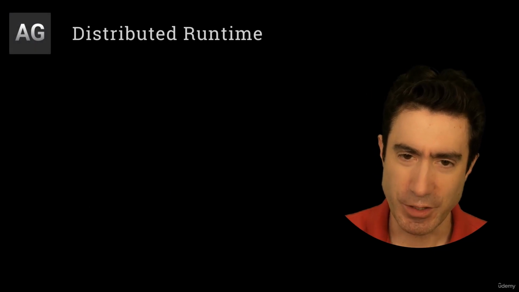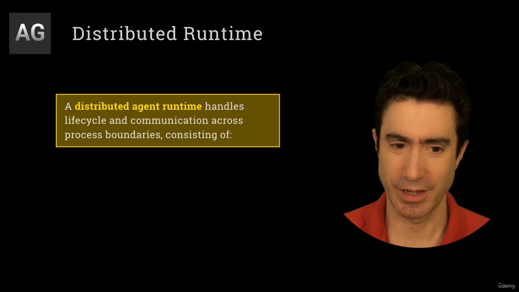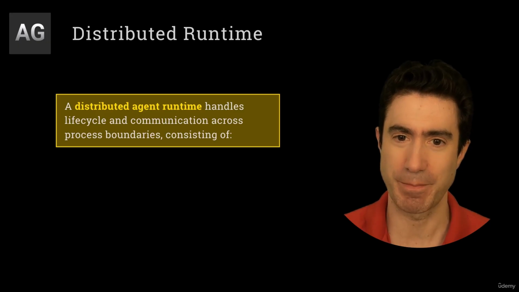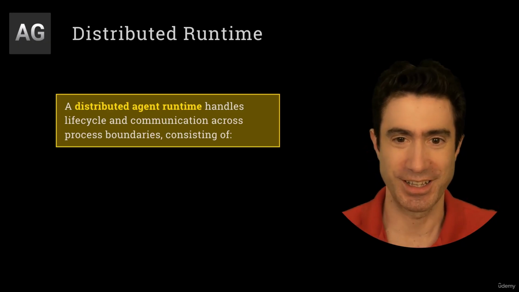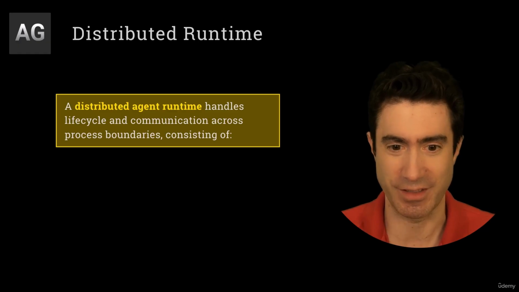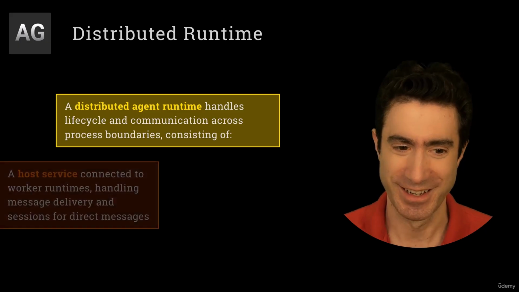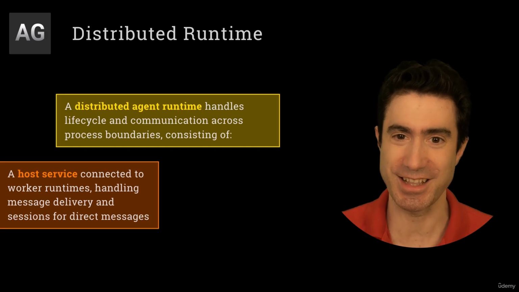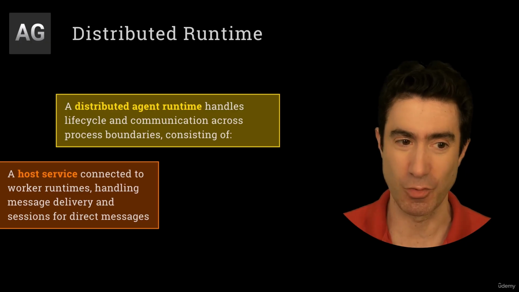The distributed runtime that we're going to look at right now is described as something which handles the messaging across process boundaries. That's the idea. It's no longer a single-threaded thing running on our machine. It's something that can run across different processes that might not be Python processes. They could be anything. And it consists of 2 components. One of them is called the host service, and that is the sort of container that runs this. And it connects to a worker runtime or potentially many worker runtimes.